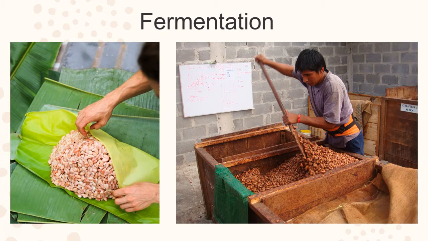The next step after harvesting the beans is fermentation. Fermentation is a chemical process that helps bring out the delicious flavor that we get in chocolate. This process takes anywhere from 2 to 8 days. Now there are 2 ways to ferment the beans. They can be covered with banana leaves, as you see in the left photo, or they can be placed in large covered boxes, as we see on the right. During this time, the beans start to develop their flavor, and they even change color too.